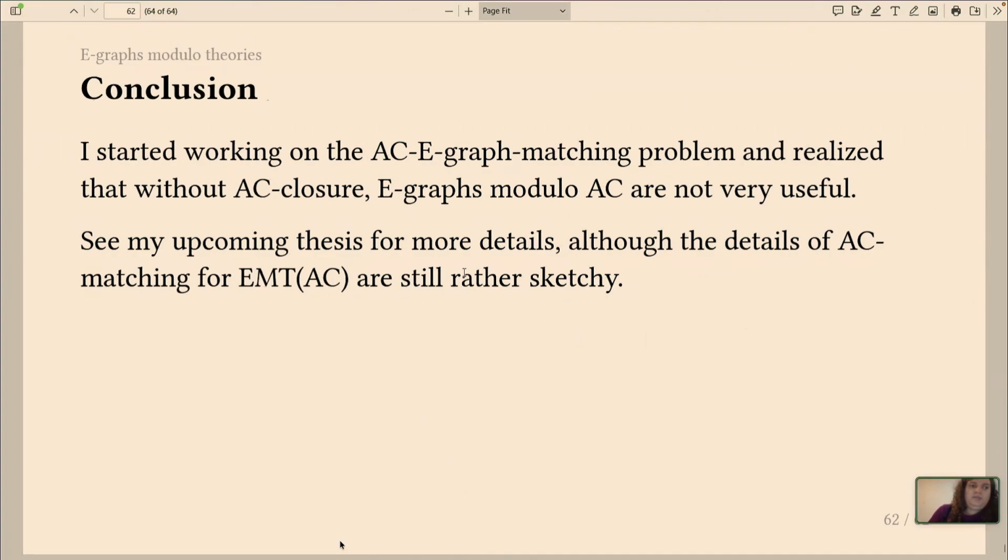So I started working on essentially the matching problem here, and realized that without AC closure, e-graphs modulo AC are not very useful, because you're throwing away some of the consequences of the AC identities that you'd want to find. And so please look at my upcoming thesis for more details. I'm not sure how fleshed out the matching part will be, but the working modulo theories and this word problem or AC closure idea is very well fleshed out. So yeah, thanks very much. And I've got plenty of time for questions.